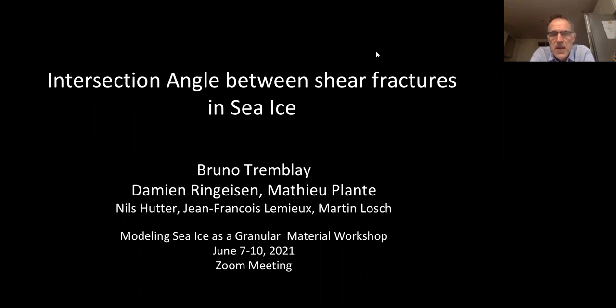matches the theory. Now, when we fix the yield curve to the Mohr-Coulomb yield curve, which is typical for granular material, and we use an internal angle of friction, which is derived directly from observation, we still overestimate the intersection angle between shear fractures. This is something that needs to be looked at further. Now, what we will see in this talk is that what happened post-fracture has a large influence on the intersection angle that is simulated by sea ice models.